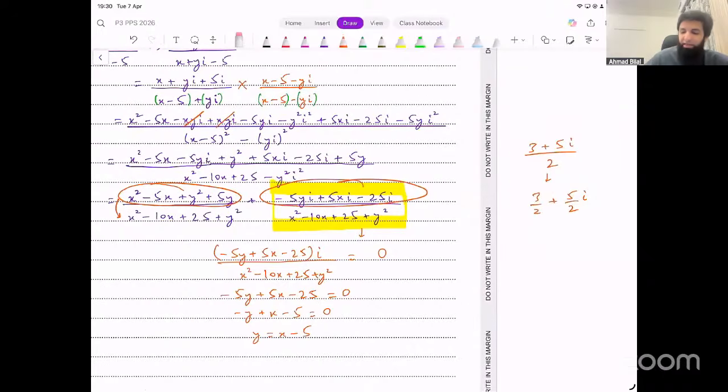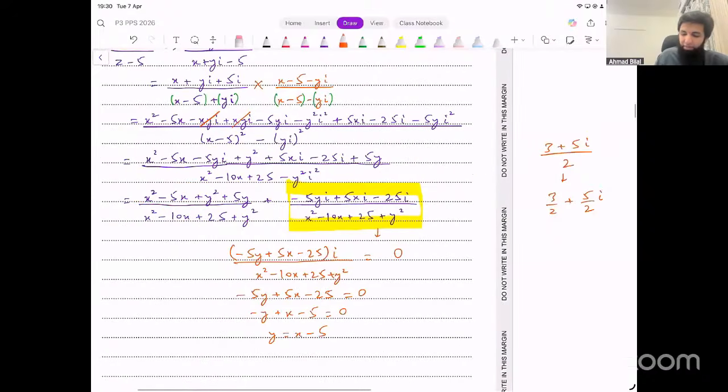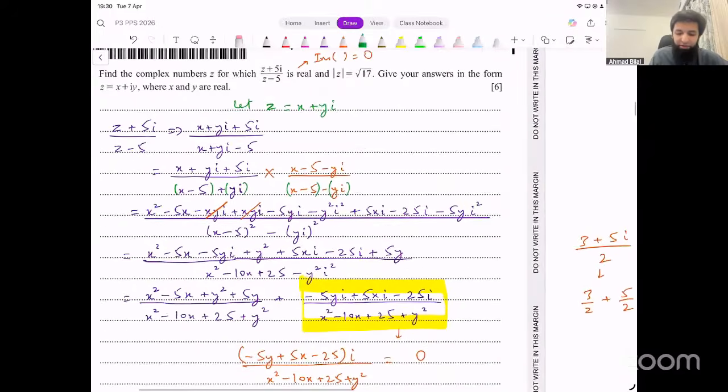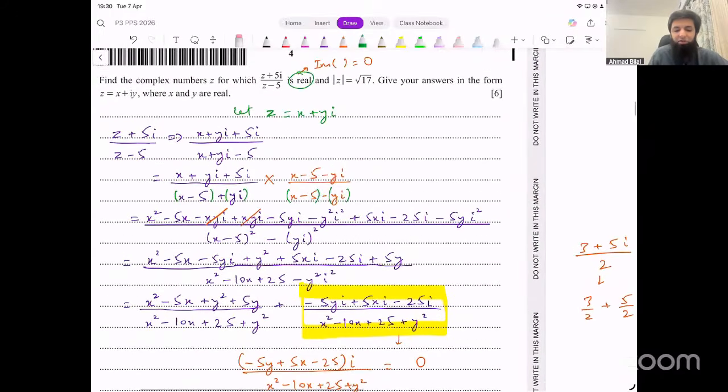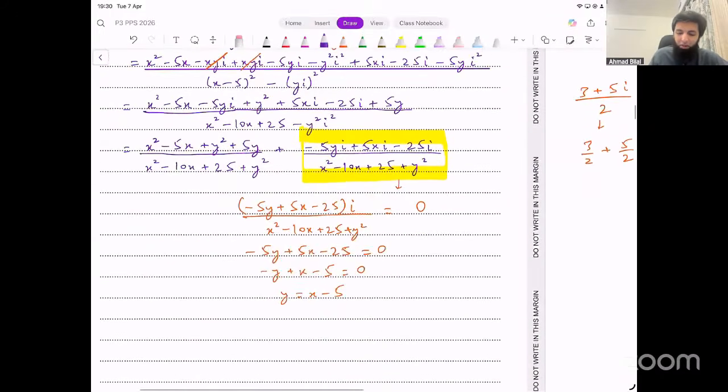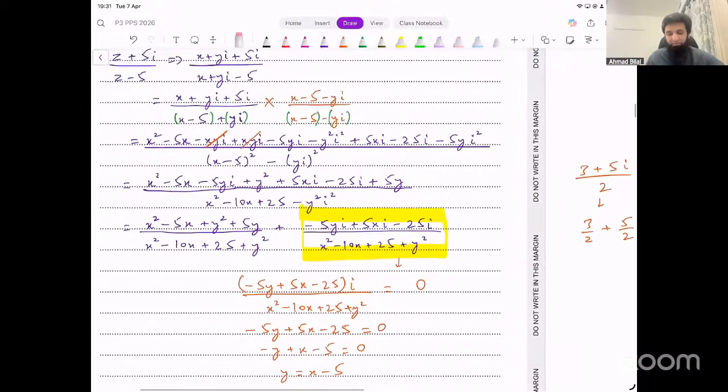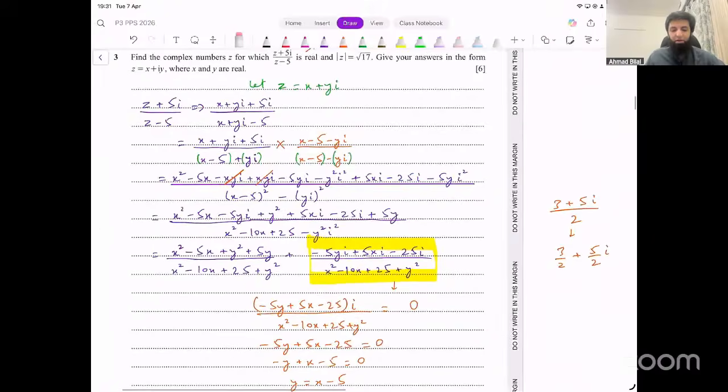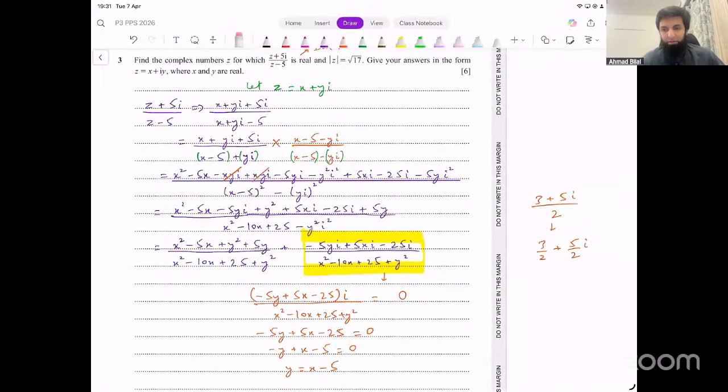And then, since the question said it's a real number, the imaginary part therefore should be equal to 0. So we just put the imaginary part equal to 0 for that reason, because if it is real, the imaginary part should not exist. So this whole thing must be equal to 0. So that's why we're just inputting that equal to 0. Is that okay now? Okay.